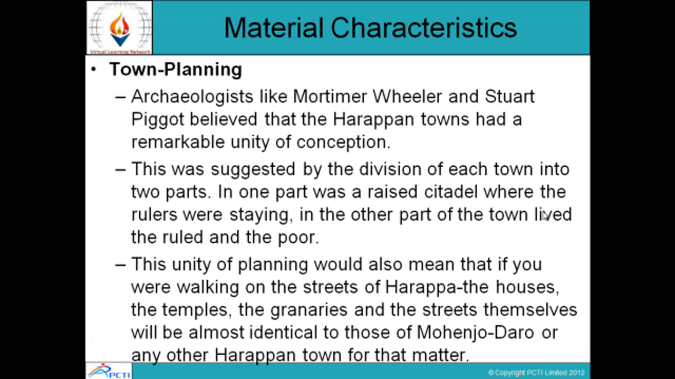This unity of planning would also mean that if you were walking on the streets of Harappa, the houses, the temples, the granaries and the streets themselves would look almost identical to those of Mohenjodaro or any other Harappan town.